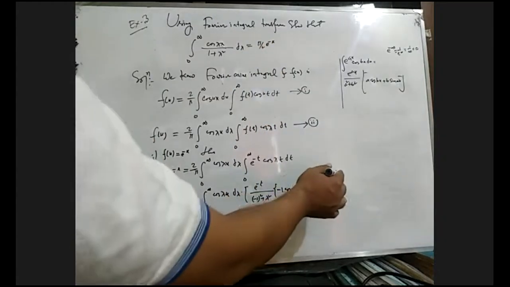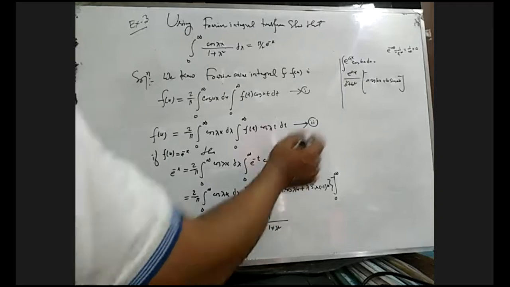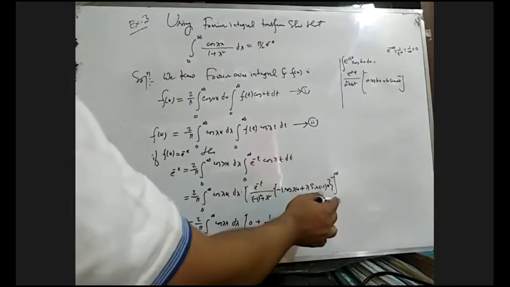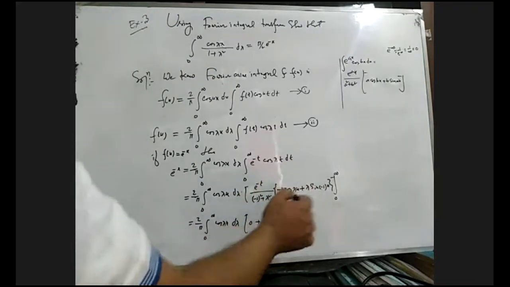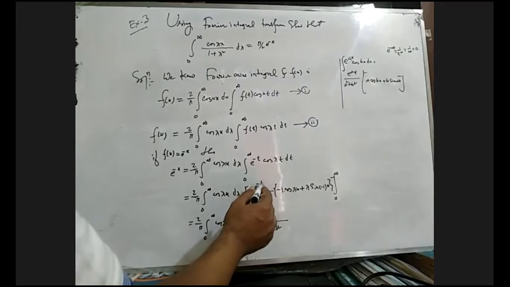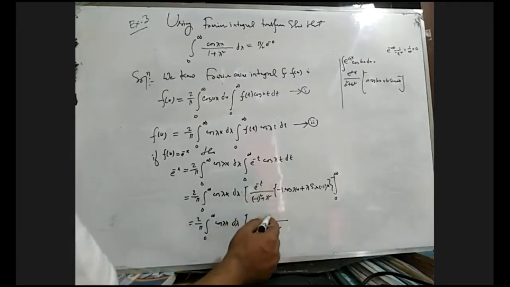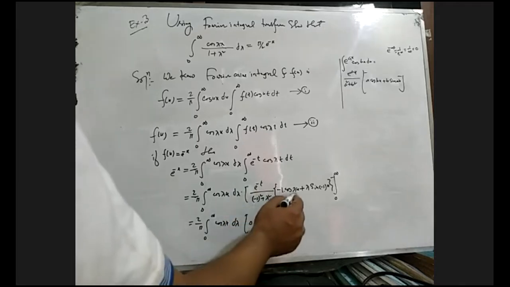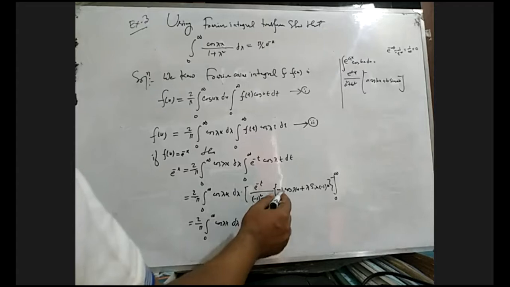And putting the upper limit, e to the power minus infinity, what does that mean? 1 by e to the power infinity, 1 by infinity, which equals 0. And putting t equals 0 for the lower limit, e to the power 0 means 1. So 1 divided by this, but cos 0 equals what? 1. And minus minus plus.